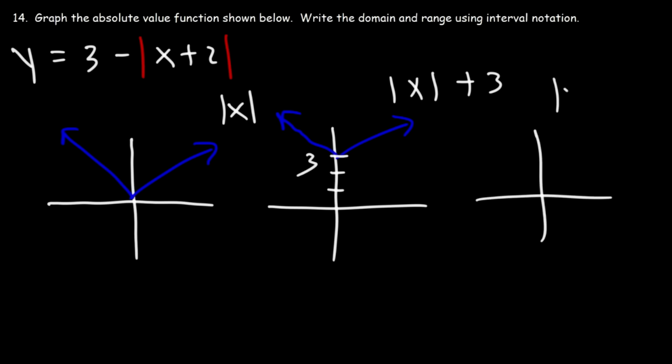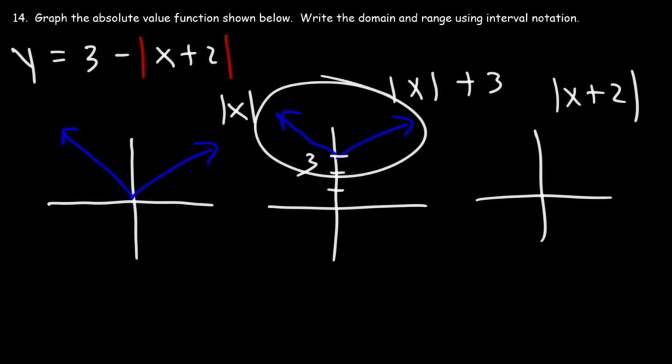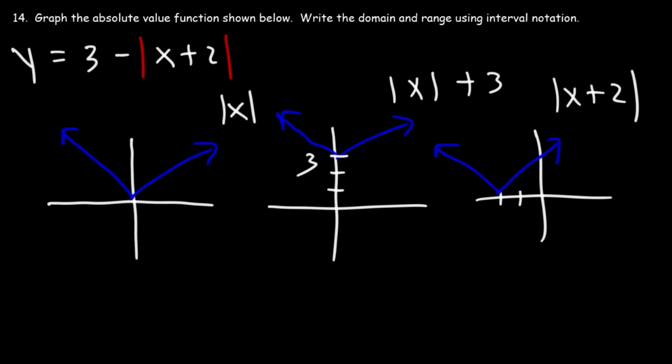Now what about putting a plus 2 inside the absolute value symbol? What effect will that have on a graph? So instead of having a vertical shift, what we're going to have is a horizontal shift. But it's going to be not to the right, but to the left 2 units. Because if you set x plus 2 equal to 0, x will be negative 2. So that's a horizontal shift left 2 units.